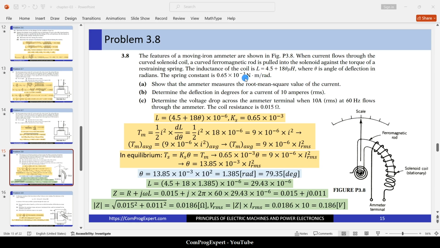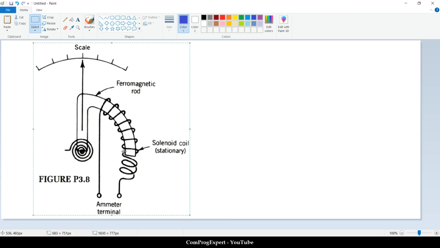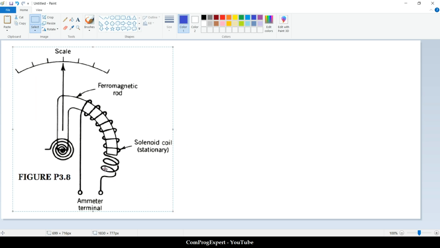Okay, Newton meter. Okay, so let me copy this image here. This is the structure of the ampermeter. When we have current in this coil, the ferromagnetic rod moves in this direction. This is the angle of deflection, theta. And this is the force applied in this direction, or actually we should say the torque applied by the spring, in this direction.